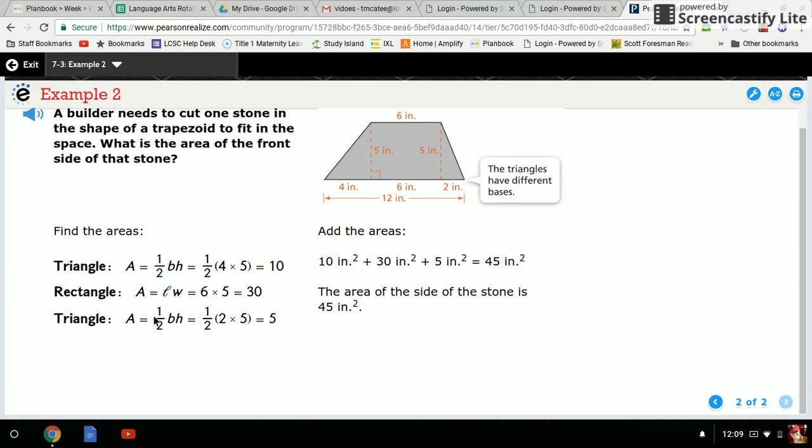Here's your answer. You have your triangle to the left, had a base of 4 and the height of 5, and then they multiplied that times 1/2 or divided it by 2, and that equaled 10. Here's your other triangle. It had a base of 2 and a height of 5 that we talked about. They divided that by 2 or multiplied it times 1/2 and got 5. And here's your rectangle. It had a length of 6 and a height of 5, and they got 30. They added 10, 30, and 5. They added all the areas here, and they got 45 inches squared. Hopefully that is what you got.